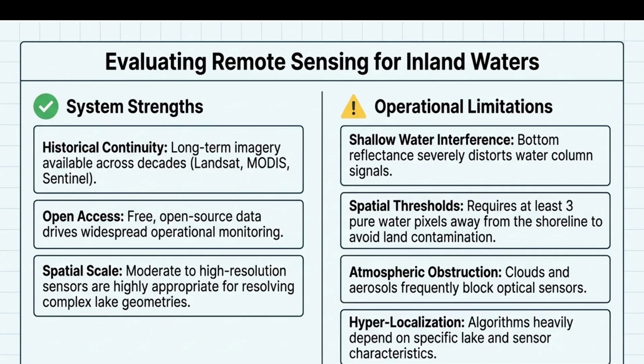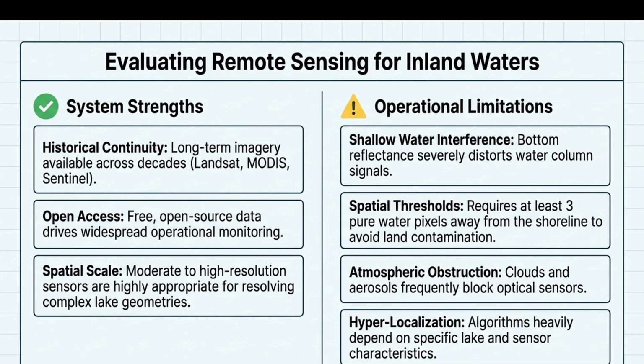Evaluating remote sensing for inland water bodies. First of all, systematic strength. Historical continuity: we find that long-term imagery is easily accessible. Suppose Landsat, Sentinel, MODIS, we can easily get all of the historical imagery, and we can easily apply this type of model on our historical imagery of different types and get the result.